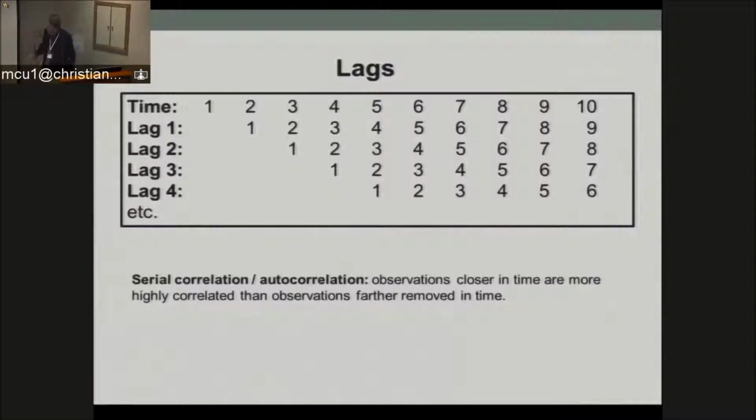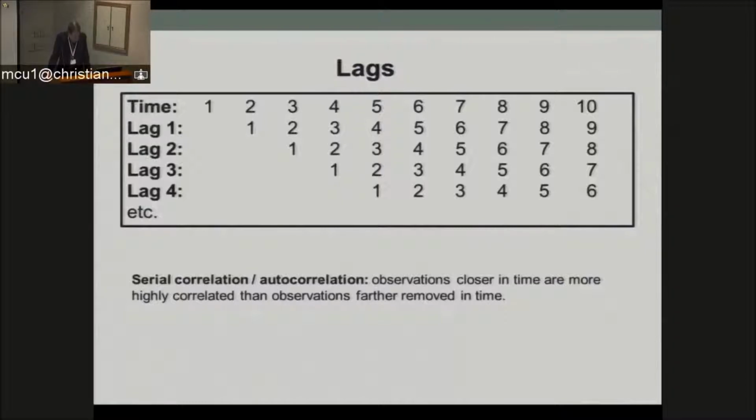This correlation between time points is, in time series, referred to as serial correlation or autocorrelation. The basic principle here is that observations closer in time are more highly correlated than observations further apart in time. So we would expect the observations at times 1 and 2 to be more highly correlated than, say, at times 1 and 5 or 2 and 5.